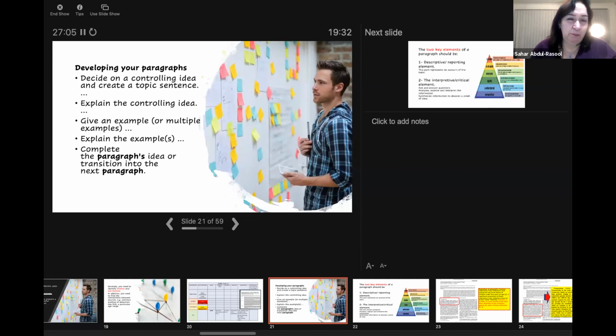How do we develop our paragraphs? And now I'm going to speak Arabic because this is a sore point that we really need to nail today.